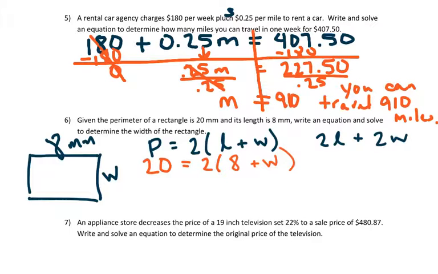So from here I have two choices. I can either distribute the 2, or I can divide both sides by 2. I'm going to choose to divide both sides by 2.